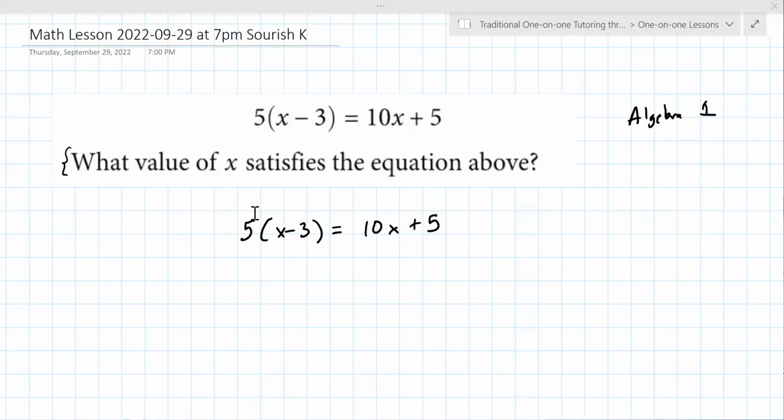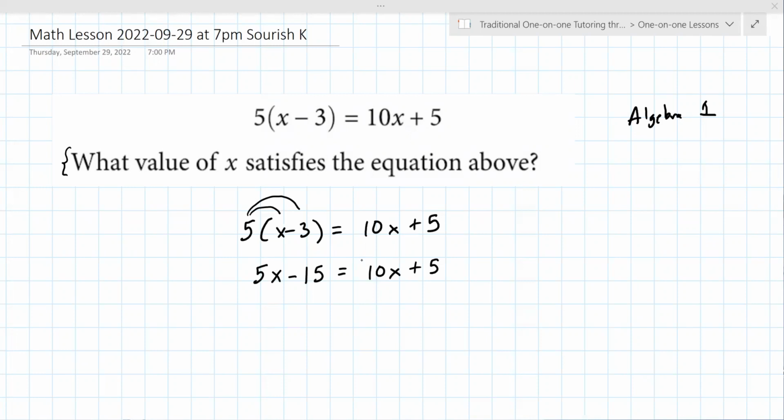Okay, so the first thing we're gonna do is multiply this 5 to both the x and the -3. So that becomes 5x minus 15 equals 10x plus 5. Okay, so we gotta get the x's on one side. Do you want to move the 5x to the right or the 10x to the left? 10x to the left.